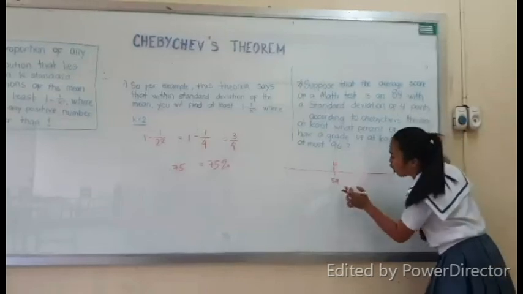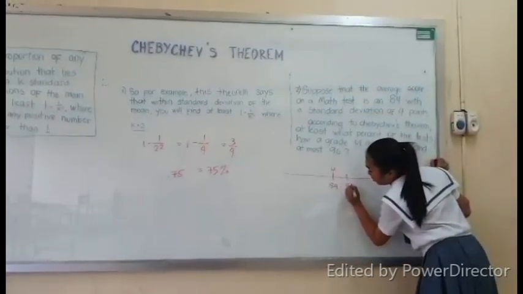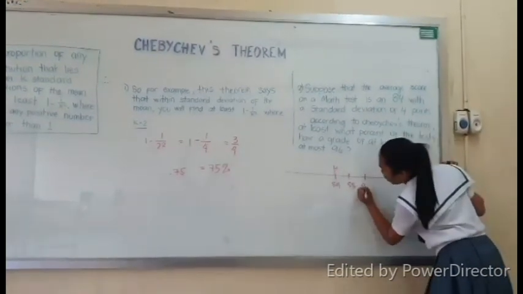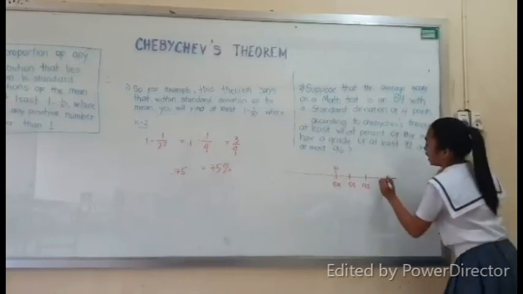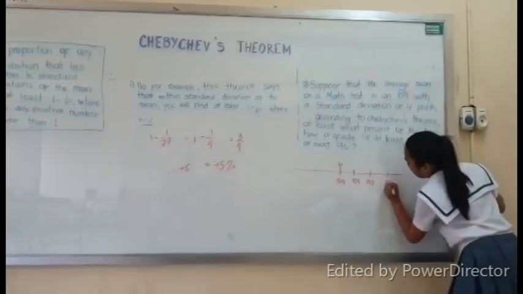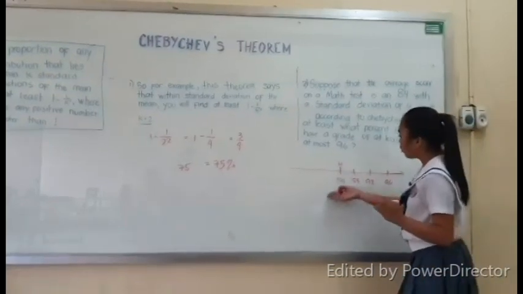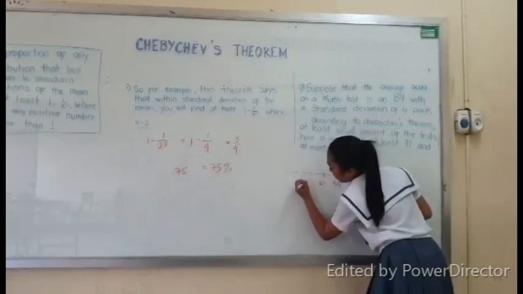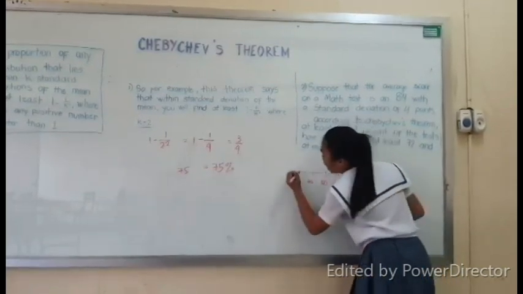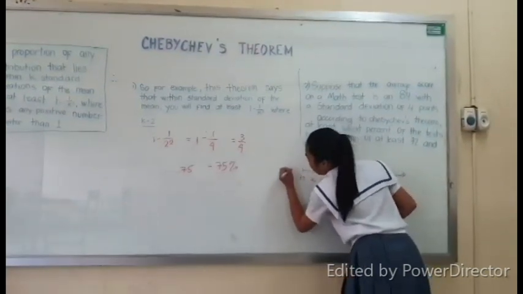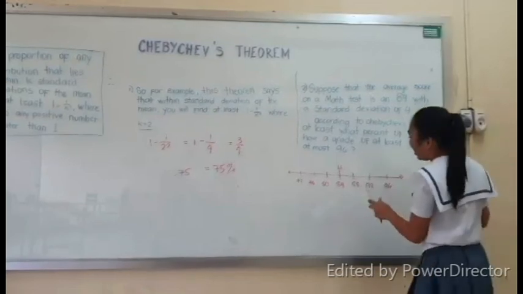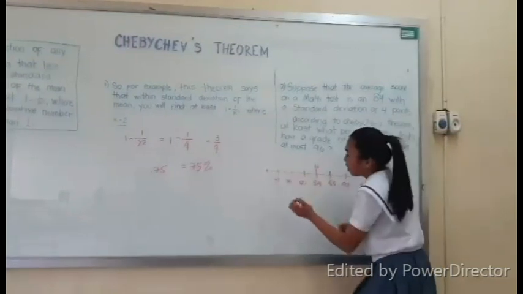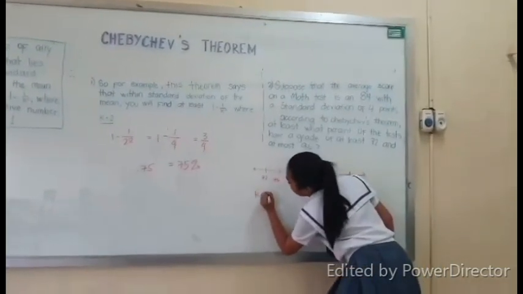So 84 plus 4 is 88, and 88 plus 4 is 92. And 84 minus 4 is 80, 80 minus 4 is 76, and 76 minus 4 is equal to 72. So our k here is 3, because 1, 2, 3. K is equal to 3.